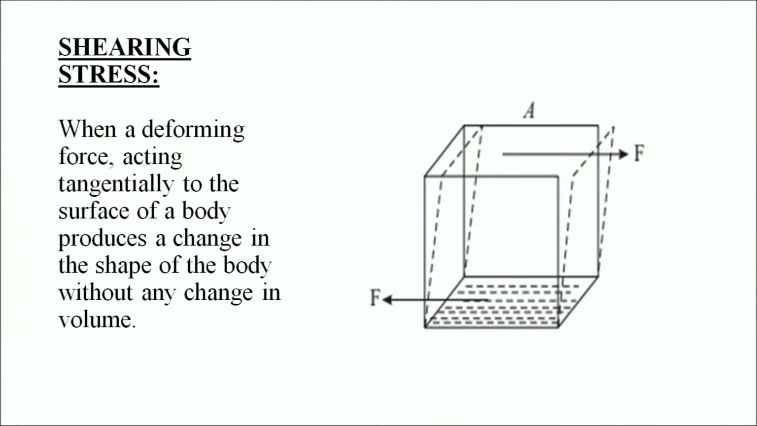So, till here we had learned that stresses are basically of three types for a solid. They are again the extension, the compressive and the hydraulic one. After that, apart from the normal stress, we are having the other type of stress which is a shearing stress. Shearing means when a deforming force acts tangentially to the surface of a body, it produces a change in the shape of the body without any change in the volume.